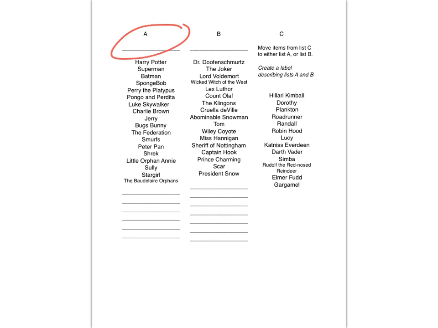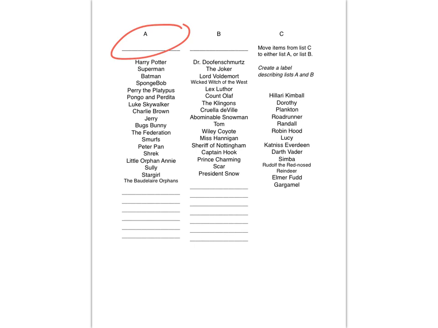Column B, we have Dr. Doofenshmirtz, the Joker, Lord Voldemort, Wicked Witch of the West, Lex Luthor, Count Olaf, the Klingons, Cruella de Vil, Abominable Snowman, Tom, Wile E. Coyote, Miss Hannigan, Sheriff of Nottingham, Captain Hook, Prince Charming, Scar, and President Snow.